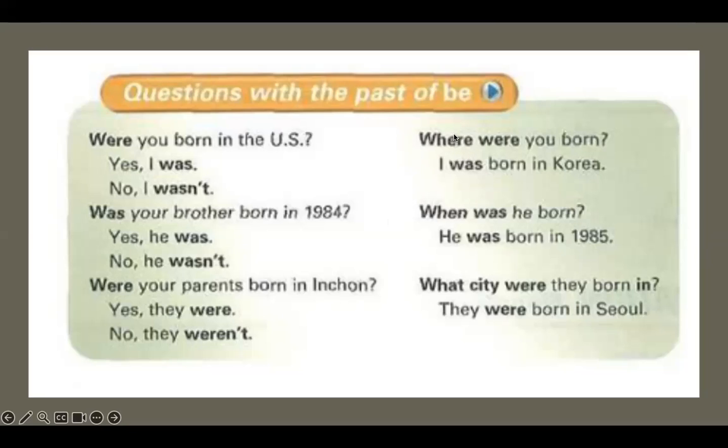En este caso, esta es la forma más común que podemos encontrar las preguntas en el idioma inglés, así es que suena. Luego vamos a chequear la pronunciación de los negative, para tener más claro cómo es que vamos a expresarlo. Entonces acá tenemos, I was born in Korea. When was he born? He was born in 1985. What city were they born in? They were born in Seoul.